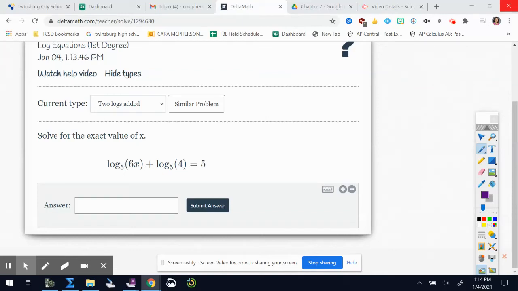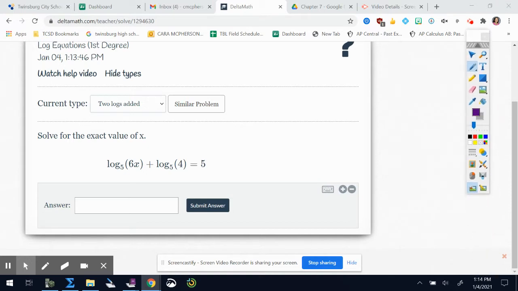To make a short video to explain what we do with log equations that first have two logs that are either added together or subtracted. I'm going to have you do a couple of each on Delta Math. So I figured I'm just going to put up on the screen an example and walk you through so you know exactly what to expect when you do these. This should not take too long to go over.